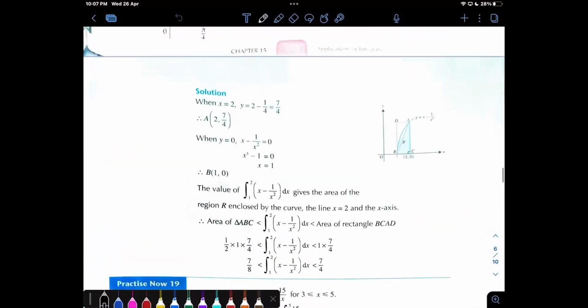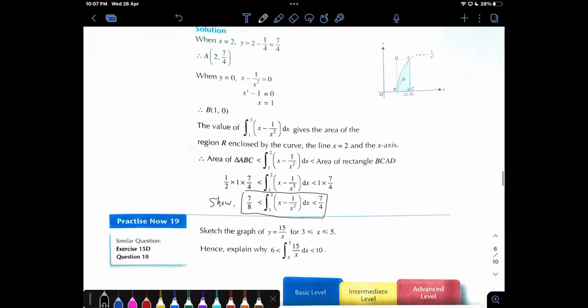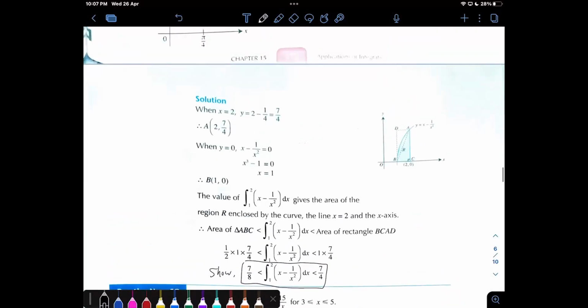This one. Okay, sometimes they'll ask you to show that a certain inequality is true. The question got cut off. Show that this inequality is true, for the graph of y equals x minus 1 over x squared. They will give you the graph. Then they'll ask you to show that this inequality is true.